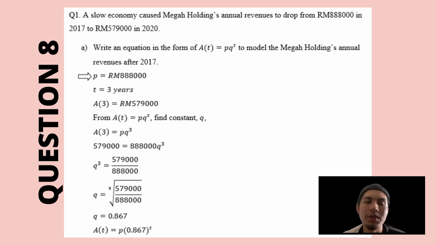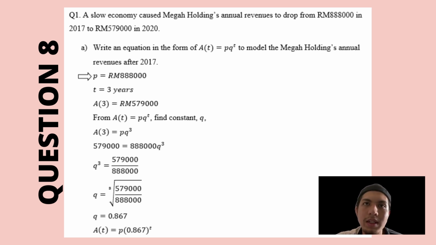Okay, we continue to the solution for question 8. The slow economy caused Mega Holdings annual revenues to drop from 888,000 ringgit in 2017 to 579,000 ringgit in 2020. So for A, write an equation in the form of A(t) = PQ^t to model the Mega Holdings annual revenues after 2017.